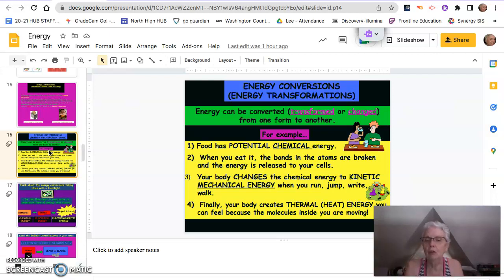Food is potential chemical energy. When you eat it, you break down those bonds, that energy is released out into your cells, then it becomes kinetic mechanical energy as you run, jump, write, walk, any of those things. And then finally, it goes into thermal energy or heat energy as you release that into your body.